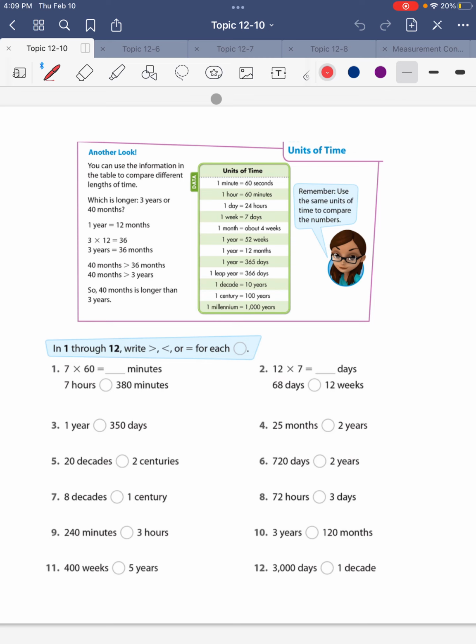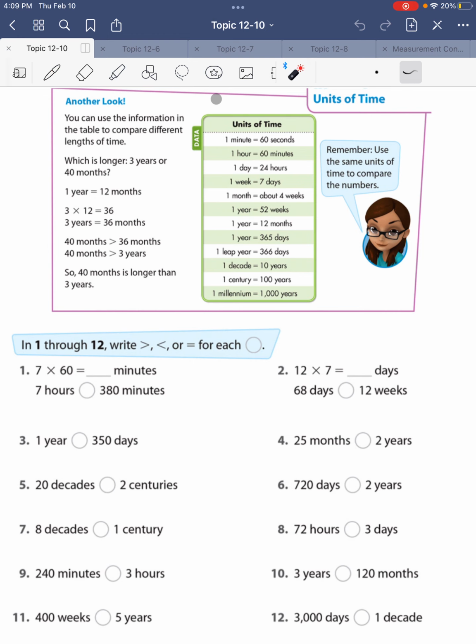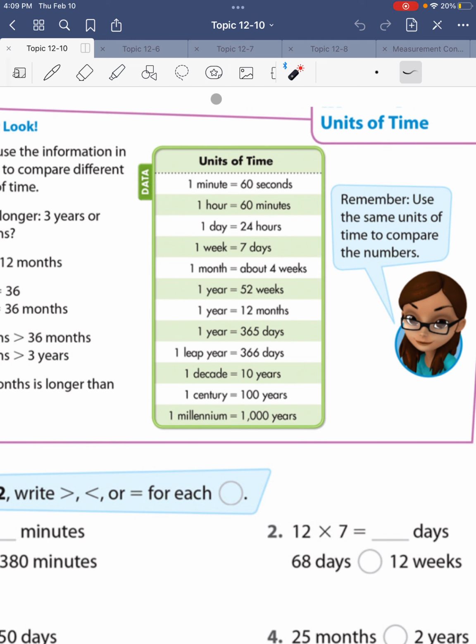Boys and girls, so we're doing topic 1210, which is about units of time. I'm going to go over a few problems with you. Remember, we need to look back at our anchor chart. This is very, very important.